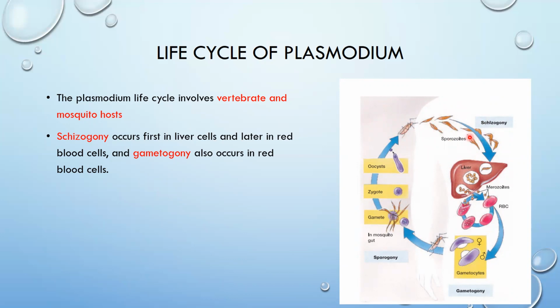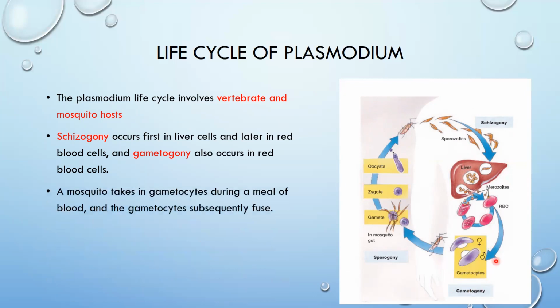Now the sporozoites infect the liver, enter the red blood cells, and in the red blood cells the schizogony takes place. Schizogony is the multiple fission of these sporozoites to produce the merozoites. Now inside the red blood cells, the gametogony takes place, and it leads to the formation of the gametocytes. A mosquito takes in gametocytes during a meal of blood, and the gametocytes subsequently fuse.